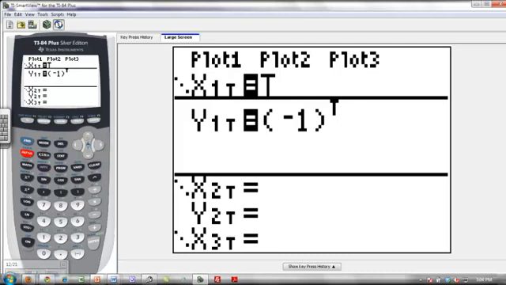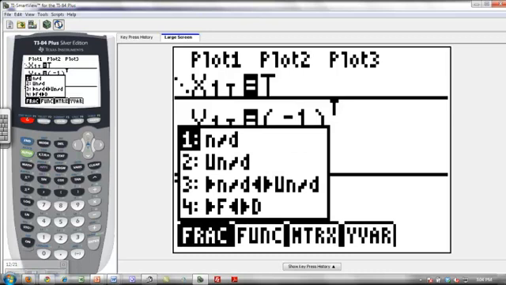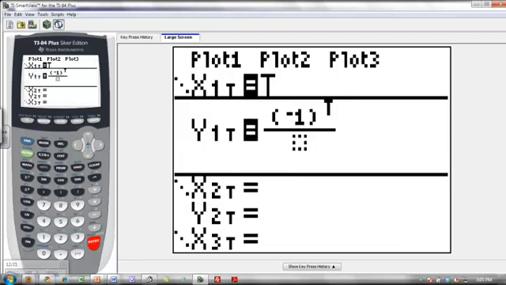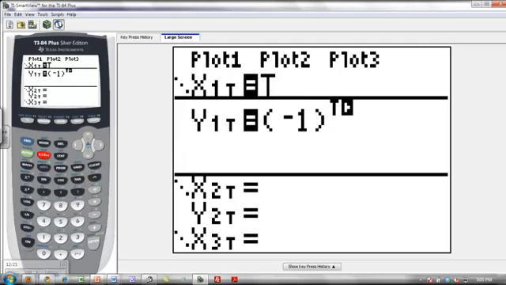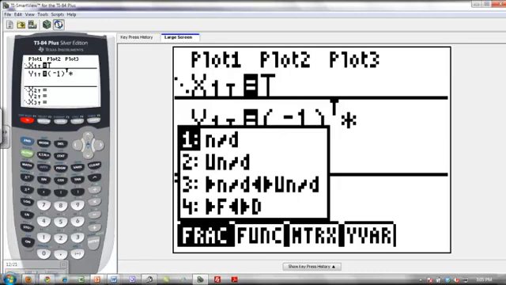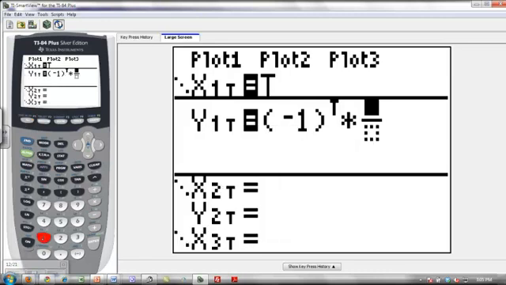It's alpha f1, which you know better as the y equals menu, and that first option n over d, numerator over denominator. Oh, golly, that was not what I wanted. I just did the multiplication sign and then did it, and then I did the multiplication sign. There we go. Multiply by. There's my fraction.